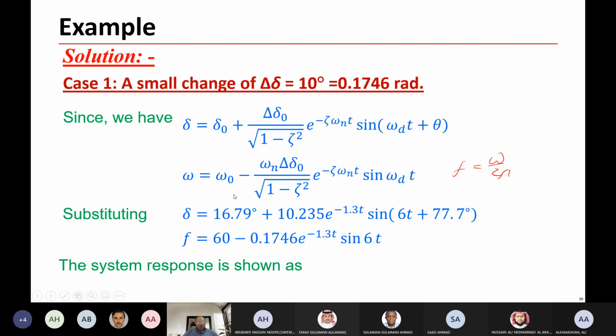Okay? And this is delta 0, the initial angle. We calculated it from the steady state condition. It was like 17 degrees or something like this. Delta 0 is the stable change here. Zeta is already calculated before. Omega n, omega d, theta, which is cosine inverse zeta. You can have this angle. This is theta, which is cosine inverse zeta. Is it clear? Yeah, it's clear.